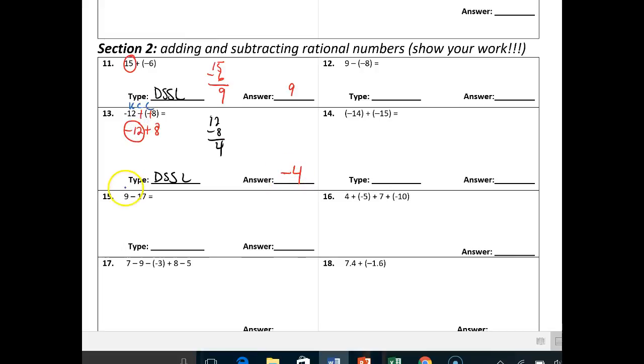Again, 15, I have a minus sign, so immediately in my head, KCC should pop up. So 9 plus negative 17. Again, maybe I rewrite it. 9 plus negative 17. It's a DSSL again, different signs. Subtract larger. So 17 minus 9 gives me 8. And again, I had more negatives, so negative 8 is my answer.